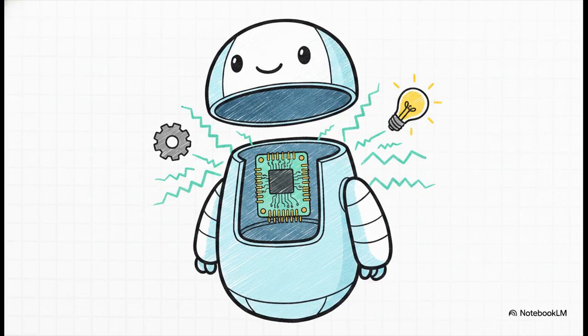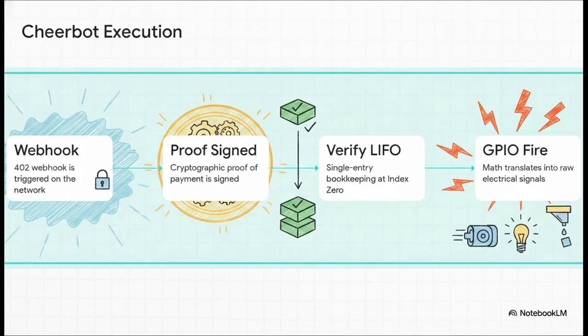The Cheerbot basically acts as a fully functioning robotic switchboard, constantly reading that mathematically pure LIFO index 0 we just talked about. Let's move to and see how this builds into an exact sequence of physical action. Step 1. The surgical 402 payment webhook is triggered out on the network. Step 2. A cryptographic proof of that micropayment is securely signed. Step 3. The Cheerbot utilizes that single entry bookkeeping to perfectly verify the state right at LIFO index 0.